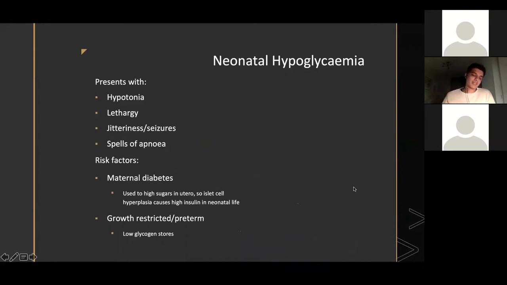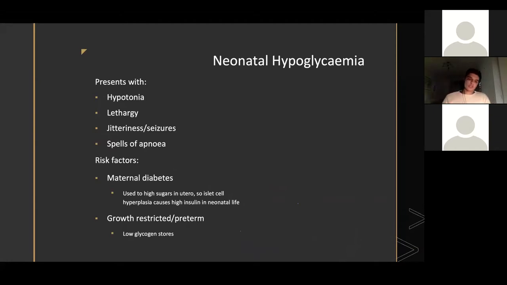And the risk factors, it's interesting actually, it goes both ways. If the mother has diabetes and you've got a large baby, they're used to the high sugars in utero, so their islet cells of their pancreas will become hyperplastic and they'll have high circulating insulin. Then in neonatal life, when the maternal glucose is essentially cut off by the lack of placenta, that high insulin will cause hypoglycemia in the neonatal period. Usually that's transient, it may last hours to days. But it's worth treating, especially early on, because it can cause seizures and all sorts of other complications, and it's a really easy thing to correct.